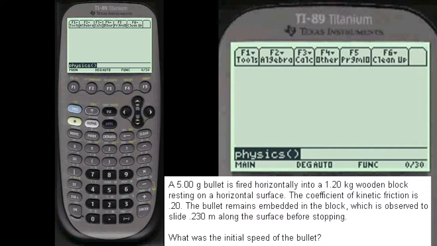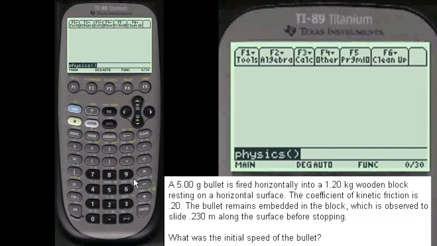Physics test problem. A 5-gram bullet is fired horizontally into a 1.2 kilogram wooden block resting on a horizontal surface. The coefficient of kinetic friction is 0.2. The bullet remains embedded in the block, which is observed to slide 0.23 meters along the surface before stopping. What was the initial speed of the bullet?